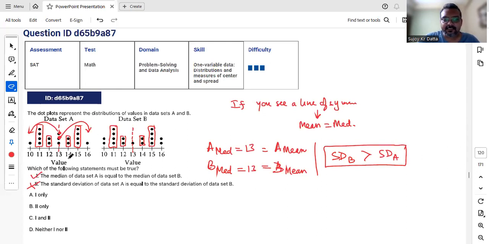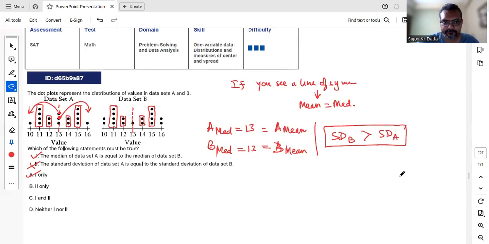An easy way of saying this is, since the distributions were not the same, you can straight away say that 2 is wrong. But if there was a comparison question which said that B is higher than A, that would have become true. So for this particular question, only one is true. So the answer is A. Let's move on to the next question.